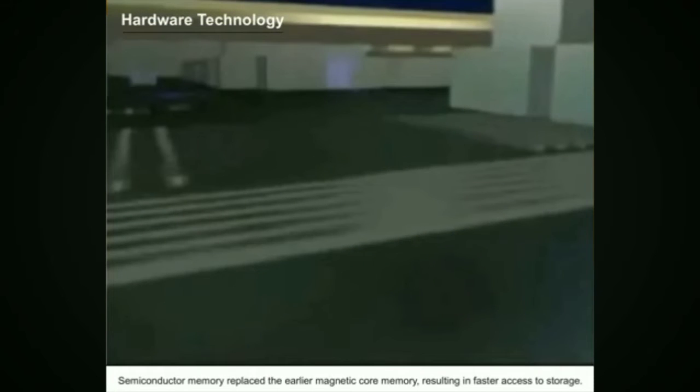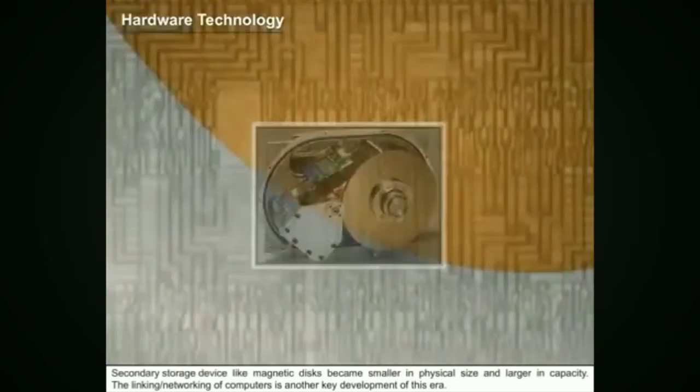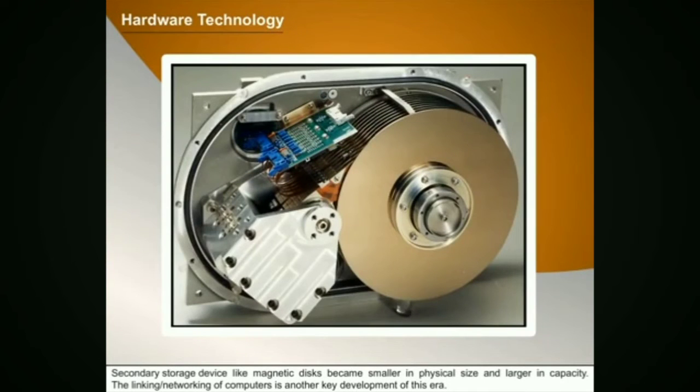Semiconductor memory replaced the earlier magnetic core memory, resulting in faster access to storage. Secondary storage device like magnetic disk became smaller in physical size and larger in capacity. The linking or networking of computers is another key development of this era.